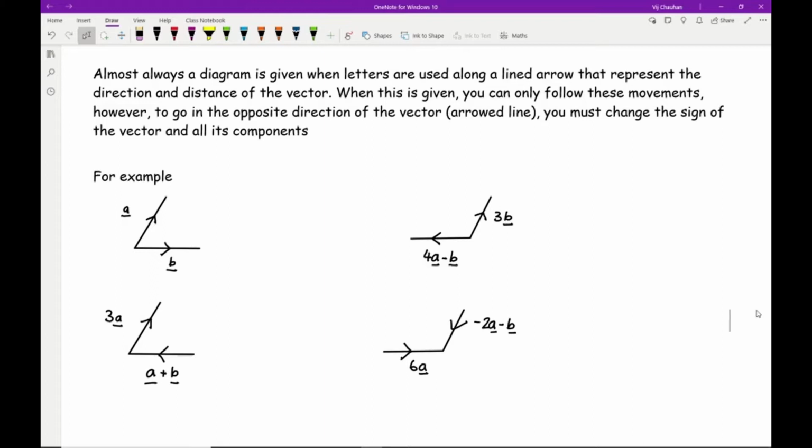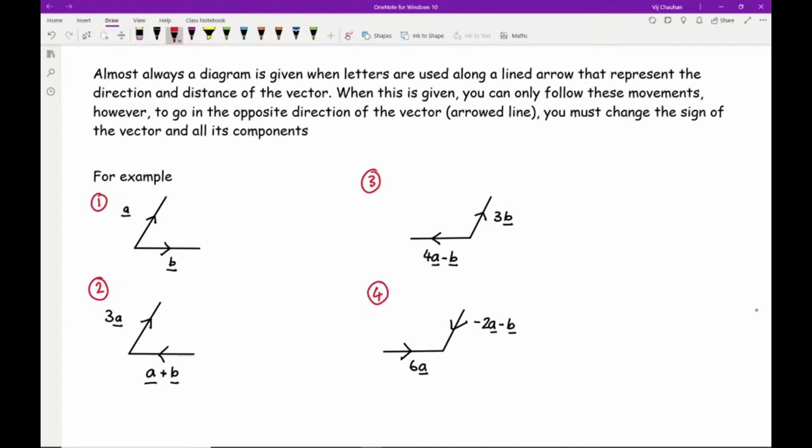Now when this is given, you can only follow these movements. However, to go in the opposite direction of the vector or the arrowed line, you must change the sign of the vector and all its components. So in other words, if we look at these 4 examples you can see on your screen, I'm just going to number them 1, 2, 3 and 4.